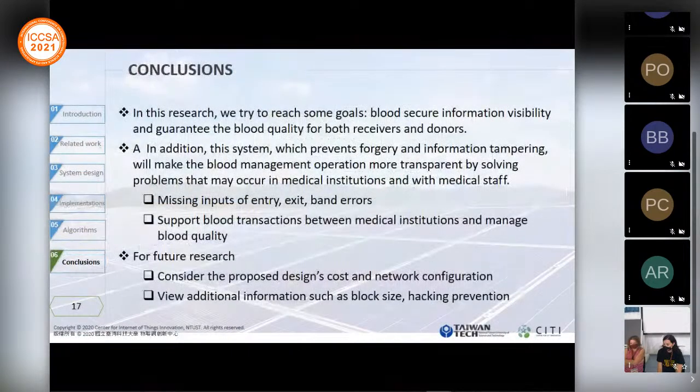In this research, we try to accomplish two goals: to increase the visibility of blood security information to ensure the quality of blood for both receiver and donor. Furthermore, by resolving problems that may arise in medical institutions and with medical staff in systems, which prevent forgery and information tampering, we will make the blood management operation more transparent. And for future research, we consider the proposed design cost and network configurations. Also, we will view additional information such as block size and hacking preventions.